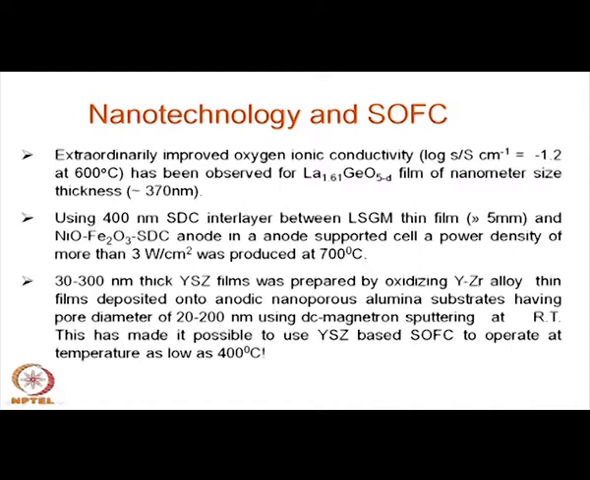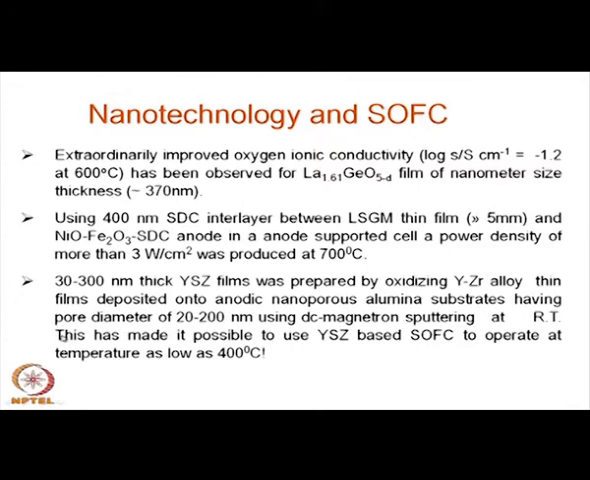So, once again the pore sizes are also quite fine, using DC magnetron sputtering. Okay. So, this is a little exotic process. Commercially it may not be economic to do that, but it is just to demonstrate what kind of advantages we get by thin film sputtering and so on.